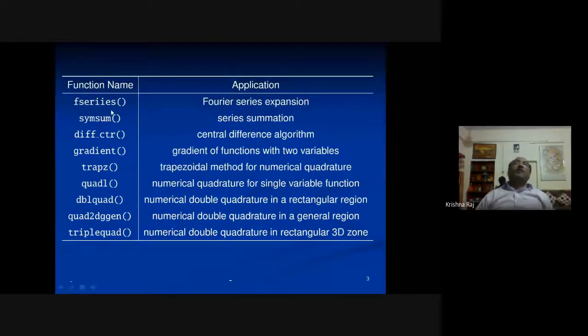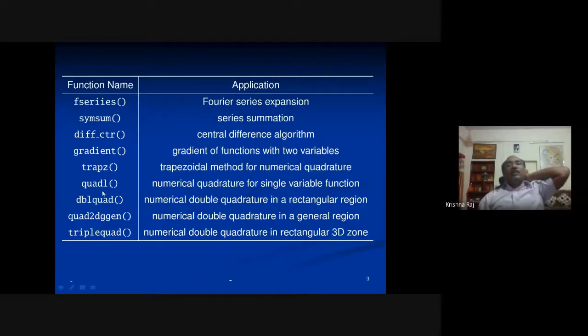For example, if there is summation, double summation, triple summation, for that purpose we will use this command here. And for the central difference algorithm, we will use diff underscore ctr, the central. For the gradient, we will use the command gradient, gradient of the function with 2 variables. And for the trapezoidal method for numerical quadrature, we will use trapz.